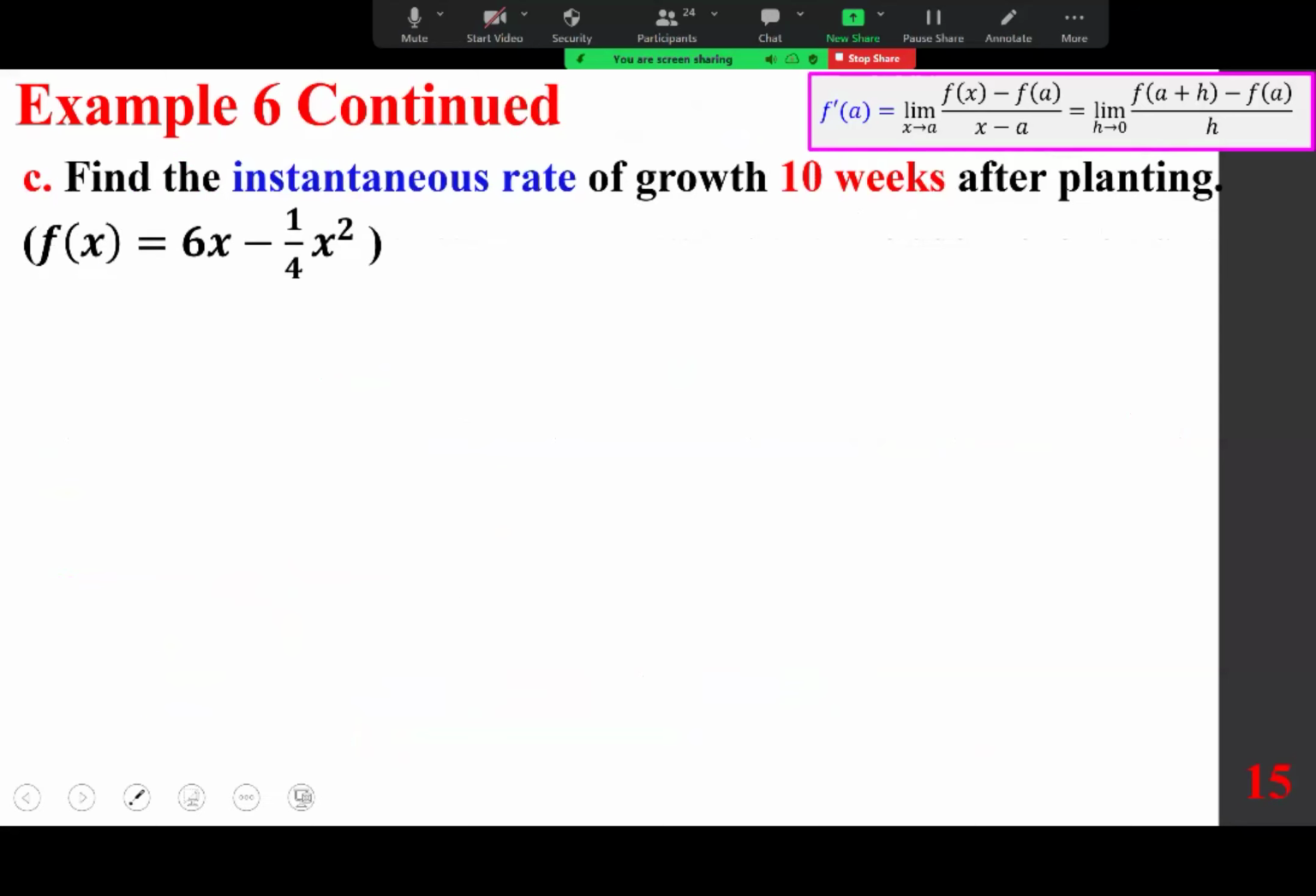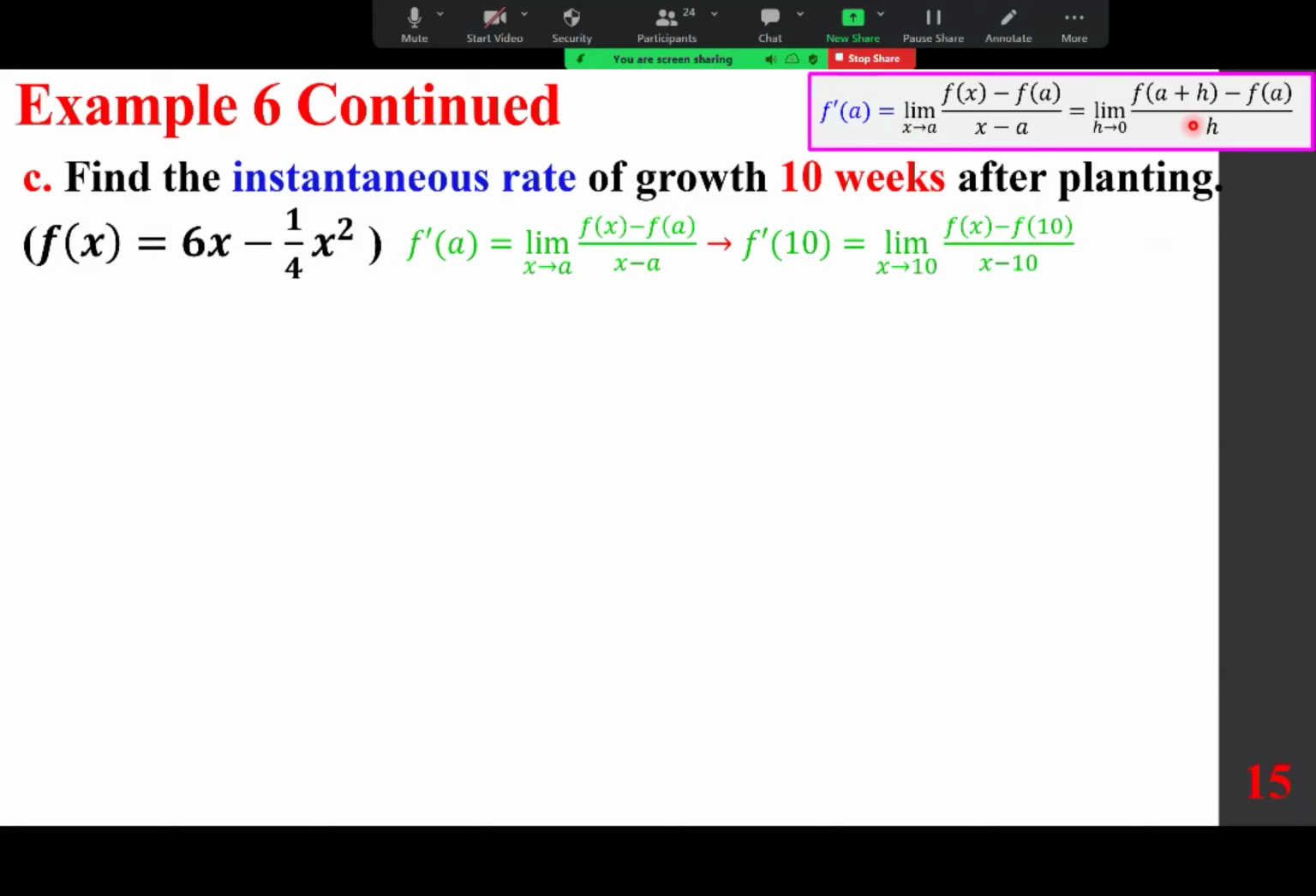Now, find the instantaneous rate of growth 10 weeks after planting. And I'm reminding you from the previous page that the function f of x is 6x minus 1/4 x squared. Now, it's calculus. We use one of these formulas. You can use any of them. I'm going to use one of them, and then for practice, you do the other one.